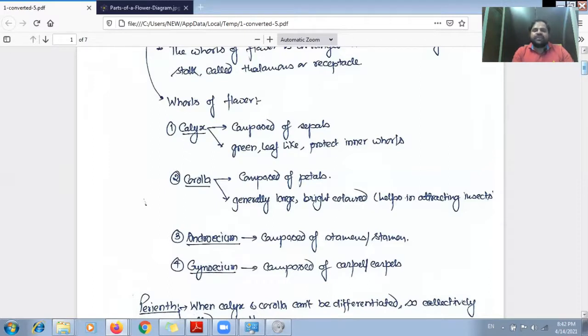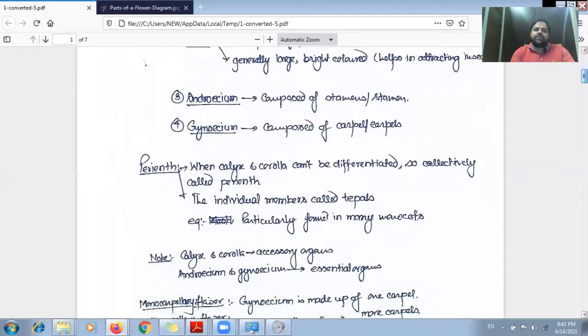Just because some flowers may have a single stamen and single carpel, or multiple stamens and multiple carpels. So there is a wide variation in flowers.